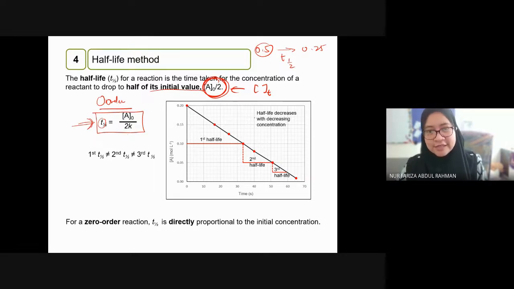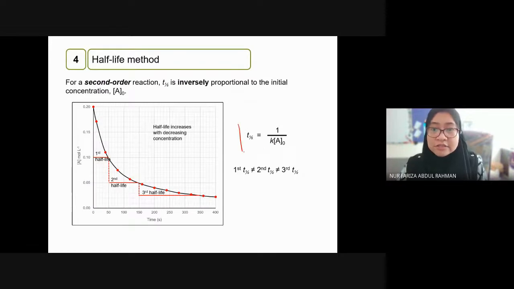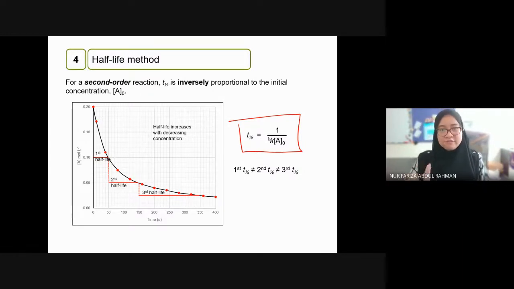Okay, alright. So later kita akan tengoklah graph tu. So that will be the zero order. This is for the first order. And this is for the second order. Okay, the relationship and whatnot kita cover tomorrow. Okay, so that's the brief idea on what is half-life method. The time taken for the initial concentration to be half. The time taken. So that is what we call half-life. Okay, and we have the formula for each order. Okay, guys.